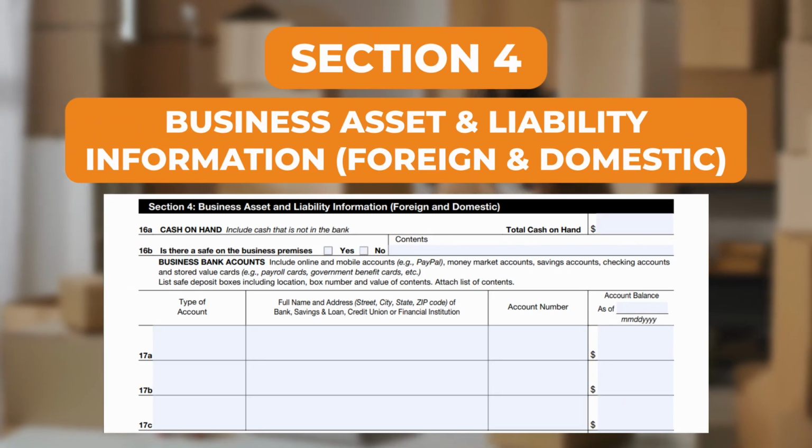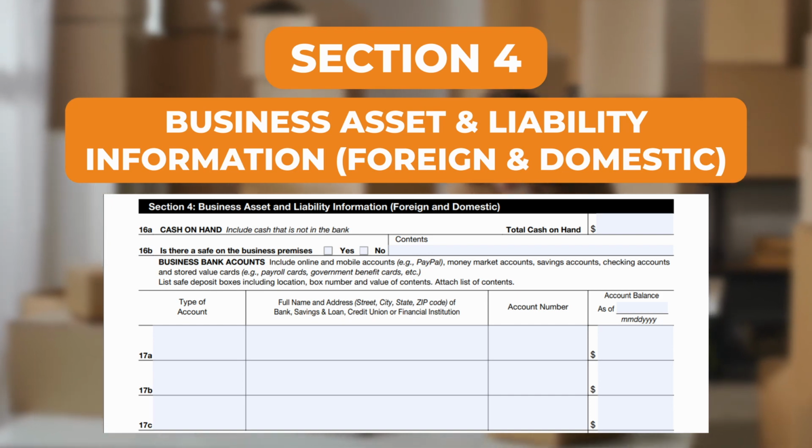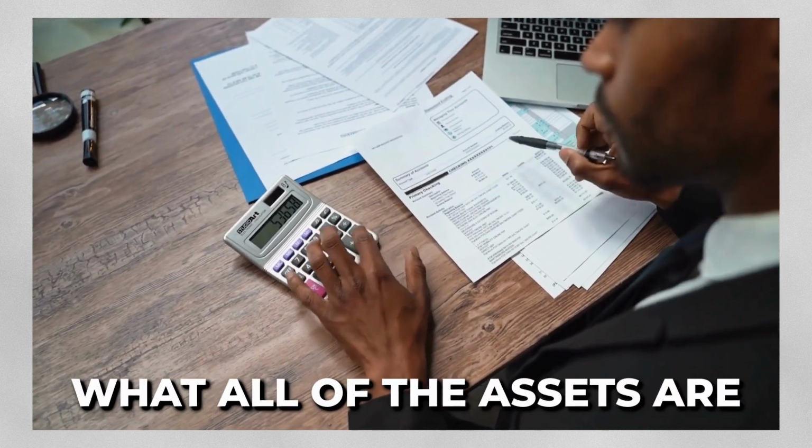Section 4 is business asset information. So these are all of the assets owned by the business. This could be things like machinery, equipment, and vehicles. If you look at your last year's tax return, you may see a depreciation schedule, which has a lot of these assets listed. If you have good accounting records, you should be able to go through those and figure out what all of the assets are.